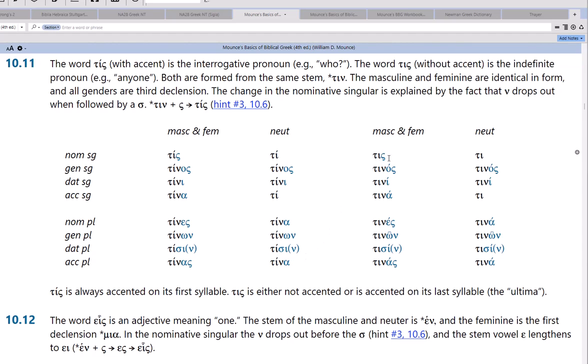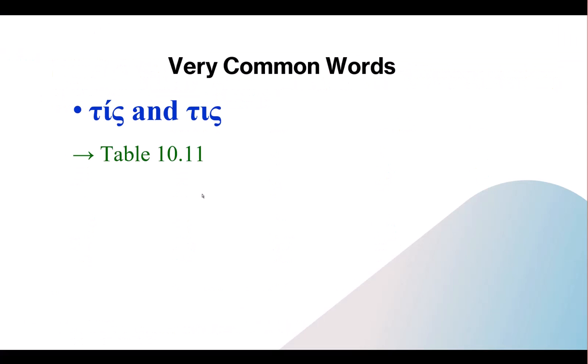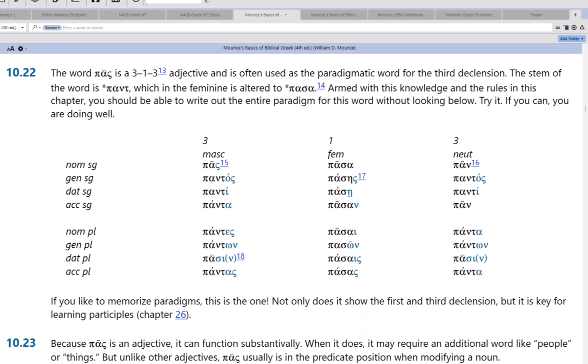Similarly, for tis without the accent, we have the same endings. This is important to be familiar with. Very, very common pronouns. The other word that is very common and worth being familiar with is pas, and that shows up in Mounce's book, table 10.22. Let's look at that real briefly. Now, pas is interesting. It follows a 3-1-3 pattern, meaning that masculine and neuter are third declension and the feminine is first declension. So that's one of the adjective patterns that we saw.